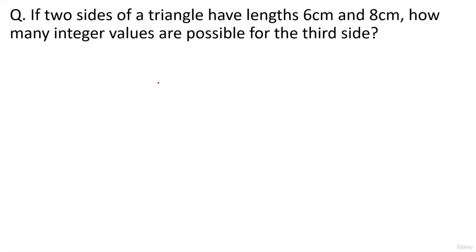If two sides of a triangle have length 6 centimeters and 8 centimeters, how many integer values are possible for the third side? Okay, guys. Now, suppose the third side is, let's say, A. We know that from the triangle inequality, the difference of two sides is less than the third side, and the sum of the two sides will always be greater than the third side, right?